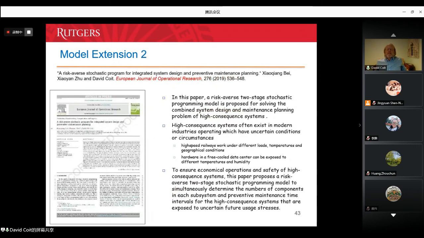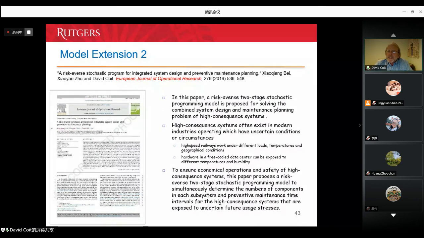The next extension, published just last year in the European Journal of Operational Research, is this idea of risk aversion. If you know my research, I've done, maybe not a lot, but several papers on risk aversion. What's risk aversion? First of all, what does the word averse mean?